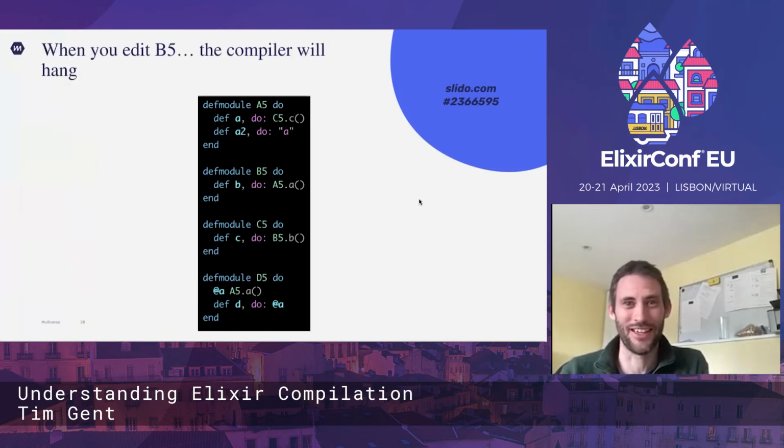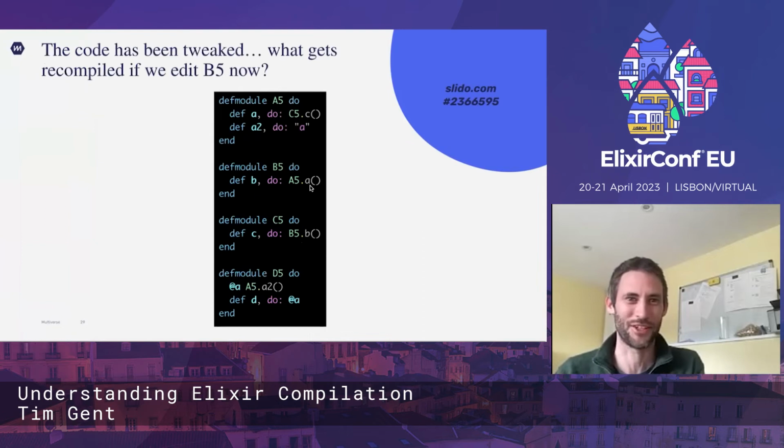When you edit B5 here, the compiler will actually hang. So a bit of a trick question. Why does that happen? Well, at compile time, we're going to call a5.a. That then calls the C module. That then calls the B module. That calls the A module. That calls the C module. That calls the A, and round and round and round it goes. And it never stops, and the compiler just hangs. So yeah, well done if you figured that one out.